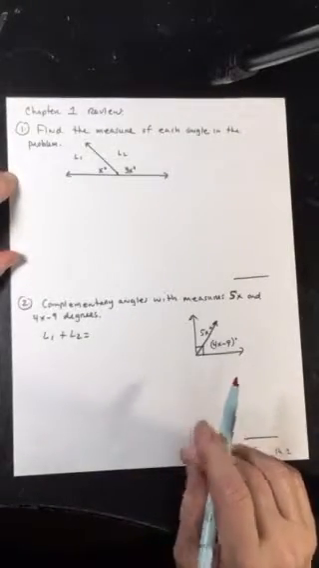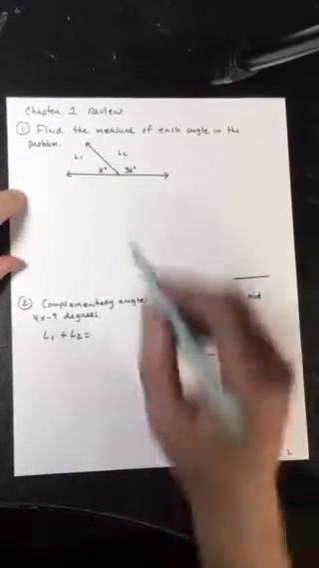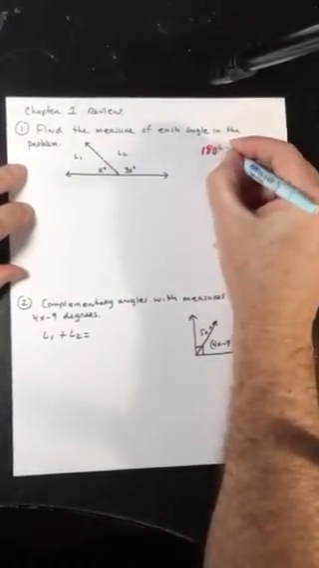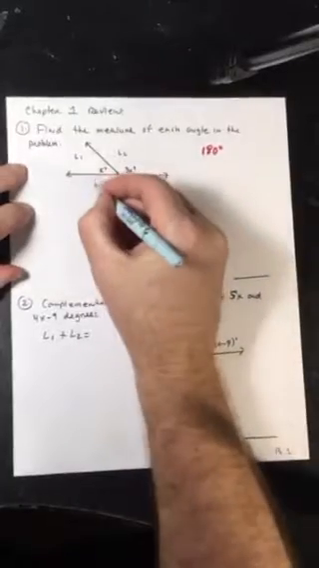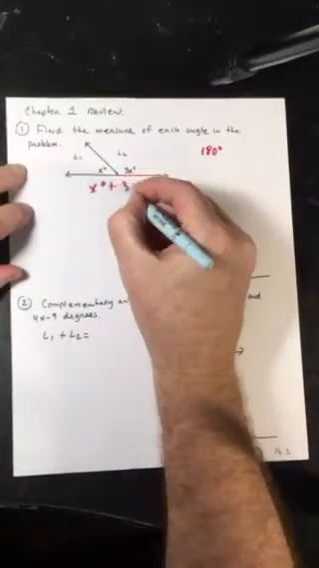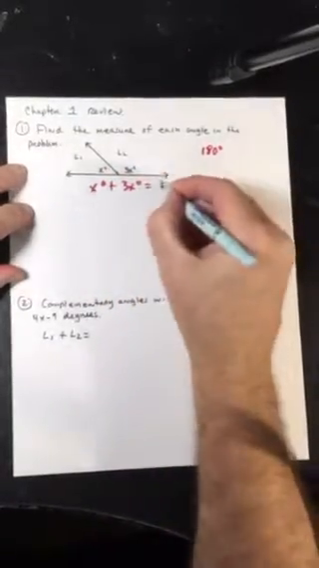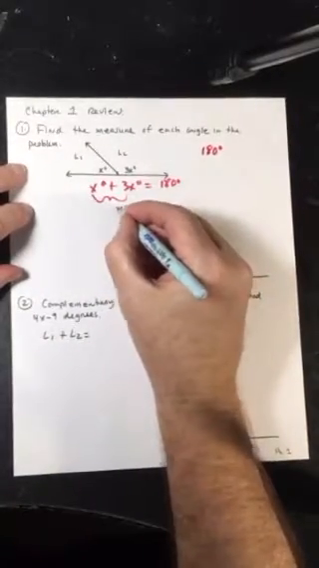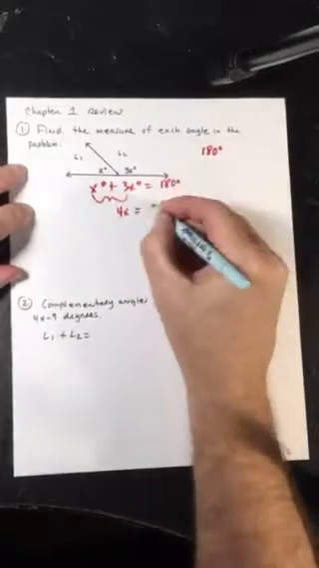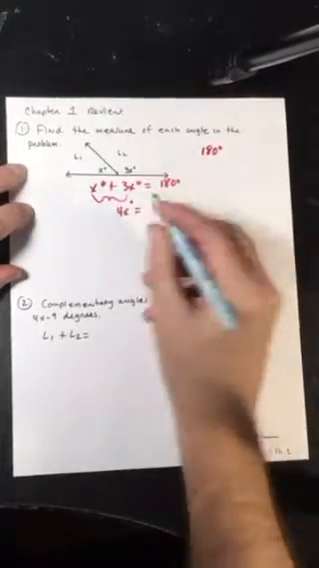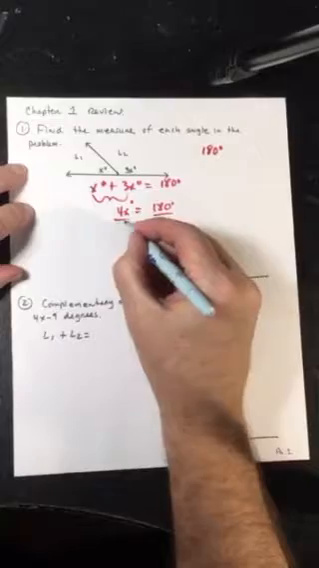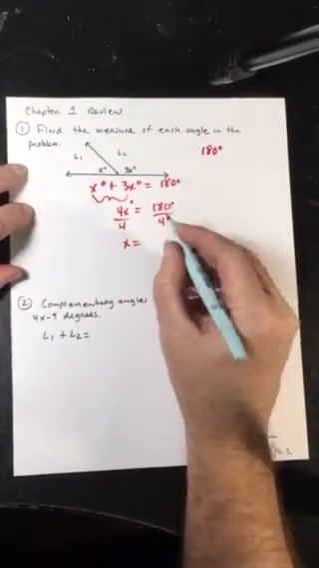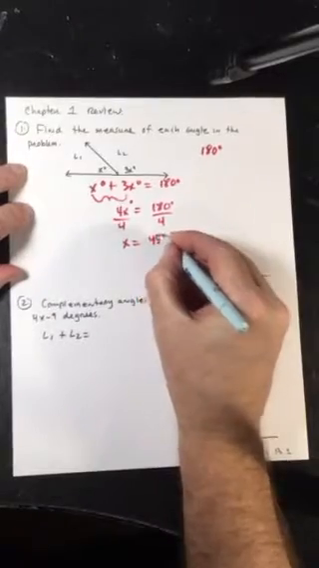Number 1, find the measure of each angle in the problem. As you can see, we have a straight line. Straight line is equal to 180 degrees. X degrees plus 3x degrees, that's equal to 180. Combine the x's, I get 4x is equal to 180 degrees. Divide both sides by 4. X is equal to 45 degrees.